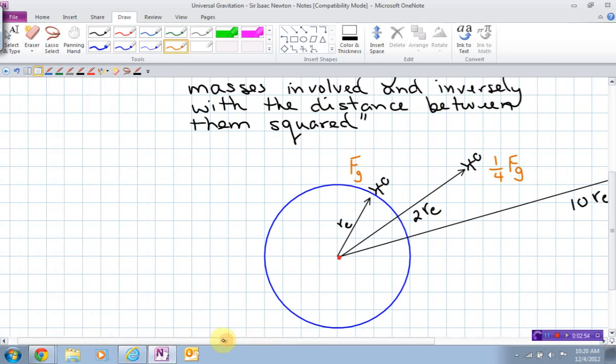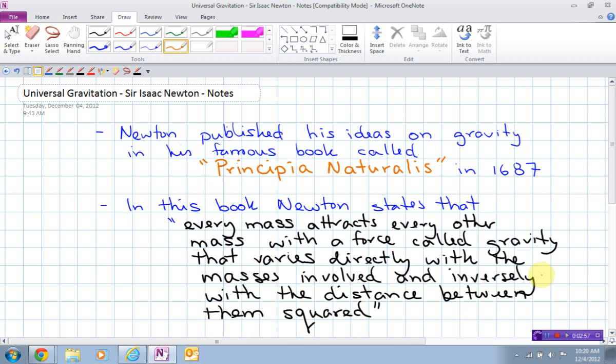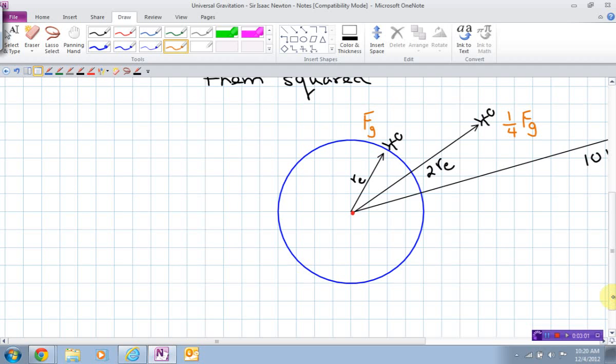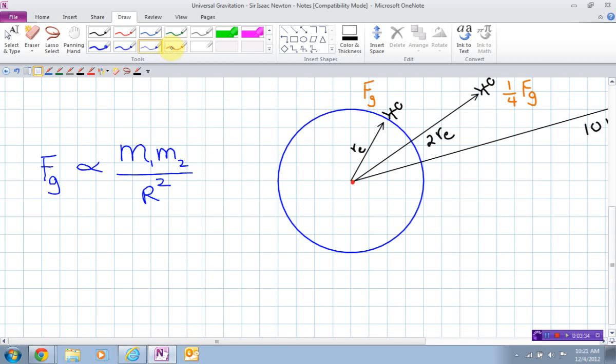Okay, so that idea, as presented by Newton, can be rewritten in a more typical physics way into a formula. The formula looks something like this. The force of gravity, or the force of attraction between two masses, is directly proportional to the masses multiplied by each other, and is inversely proportional to the distance between them squared. This little symbol that looks kind of like a fish means proportional to.